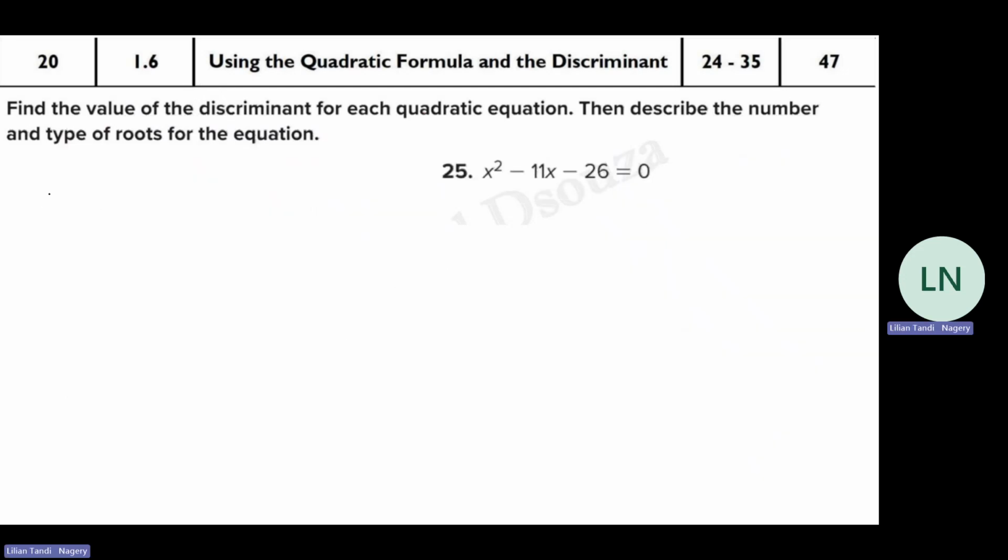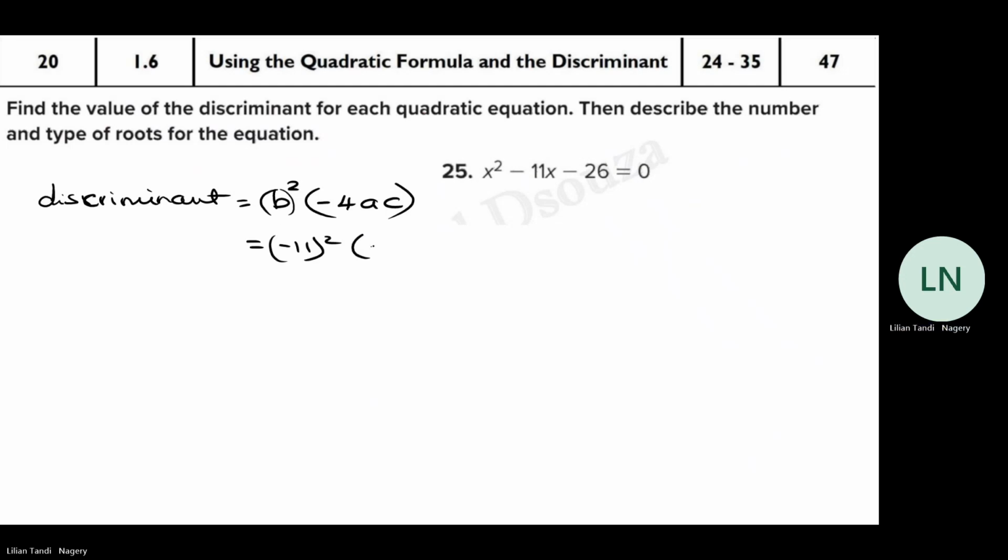All right, let's find our discriminant. So discriminant. This will be b squared minus 4ac. Negative 11 squared minus 4 times 1 times negative 26. 121, negative 4 times negative 26, 104, so that is positive 104. That should be 225. 225 is already greater than 0.